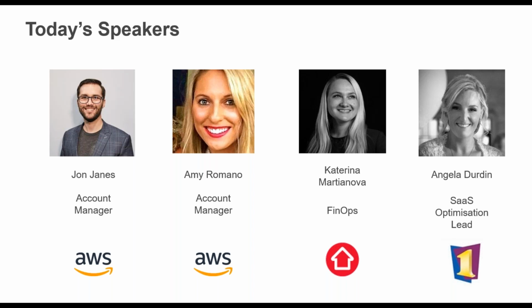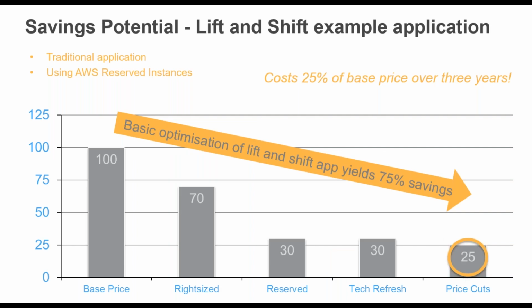So jumping in to today's content: commercial optimization and savings potential. Why should you look at it? As an example of what we've seen, customers starting to adopt the AWS platform typically come in at what we call a base price, so a base utilization of what they might have had on-prem.